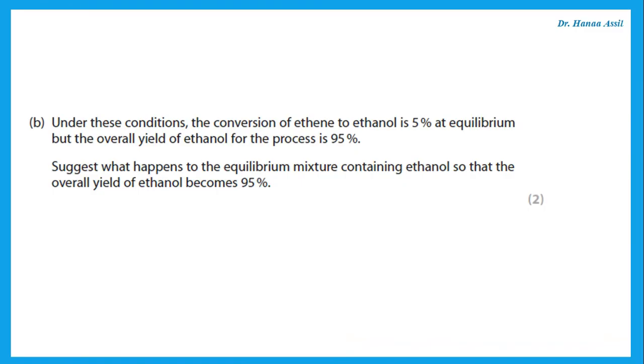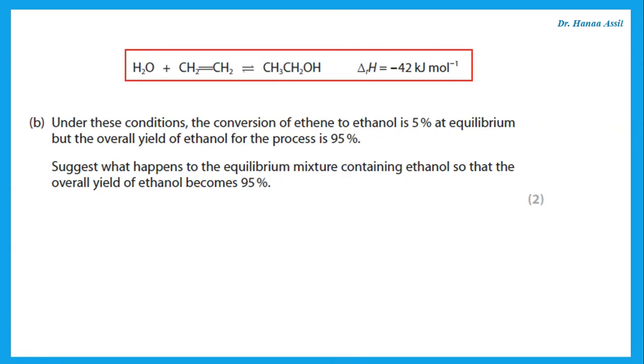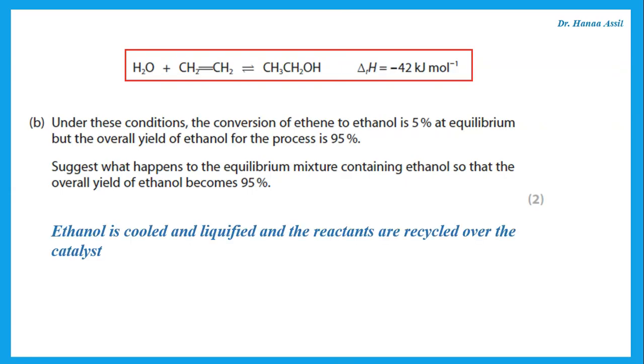Under these conditions, the conversion of ethene to ethanol is only 5%, but the overall yield of ethanol is 95%. So just what happens to the equilibrium mixture containing ethanol so that we increase the yield to 95%? If we have this reversible reaction, how do we get as much ethanol as possible? Remember, as the ethanol is being formed, it is cooled and removed from the equilibrium mixture.